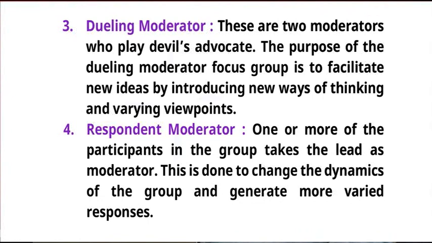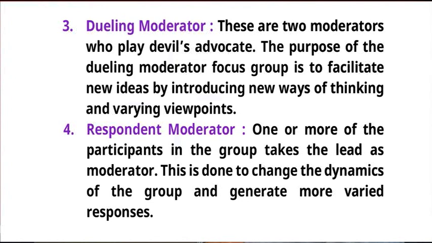The third is the dueling moderator. There are two moderators who play the devil's role. The purpose of the dueling moderator focus group is to facilitate new ideas by introducing new ways of thinking and varying viewpoints. Here the two moderators indulge and motivate, stimulating the people to give their opinion.